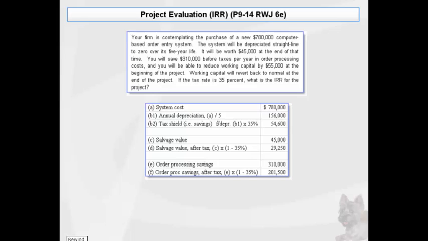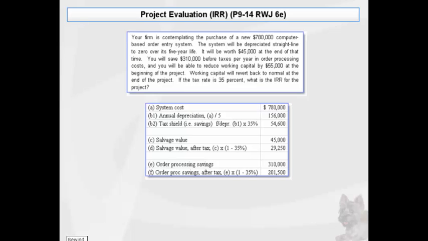But if the equipment is fully depreciated, we will record a book gain on that equipment, and that gain is taxable. So we need to compute the after-tax value of that salvage value. When we do that, we take the $45,000 times 1 minus the 35% tax rate, and the salvage value after tax, in other words, the cash flow that we're going to yield when we sell the equipment, will be worth $29,250.